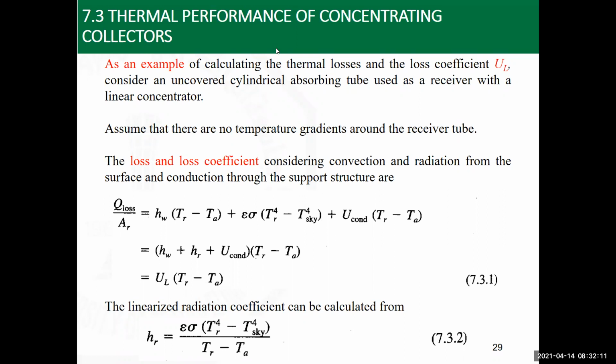As an example of the calculations of thermal losses, we are considering the loss coefficient UL and the removal factor as well. Here we have losses from the receiver surface to the surroundings in terms of convection heat transfer. The first term on the right-hand side of equation 7.31 has a heat transfer coefficient times a temperature difference. This is Newton's law of cooling.